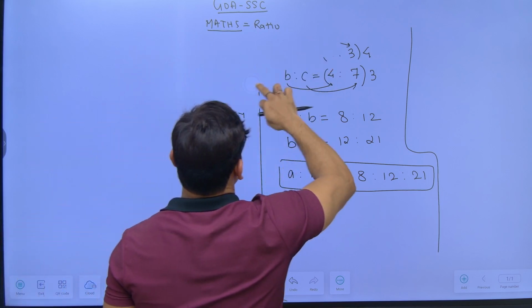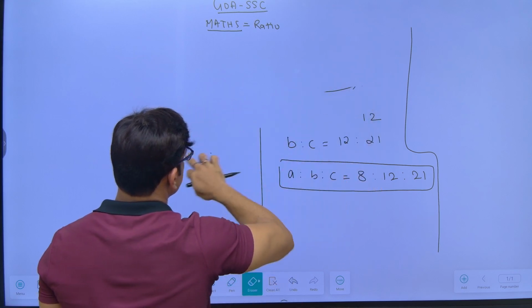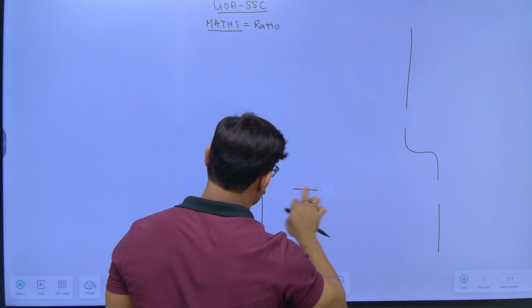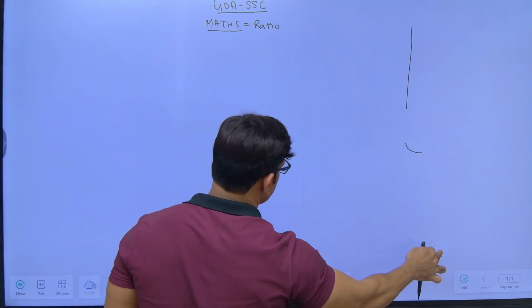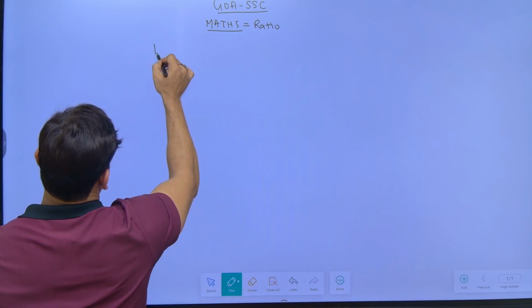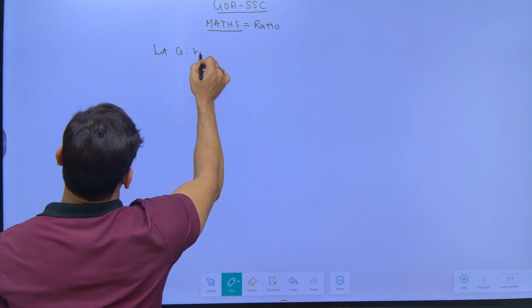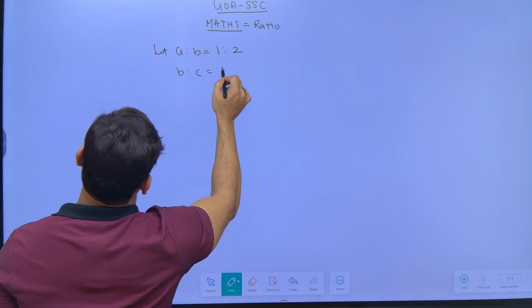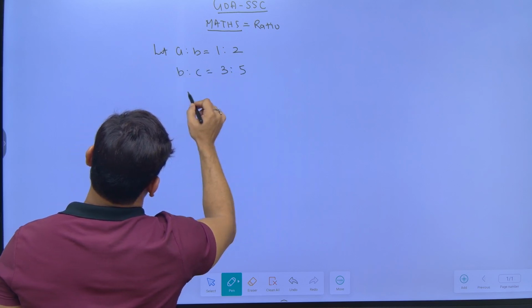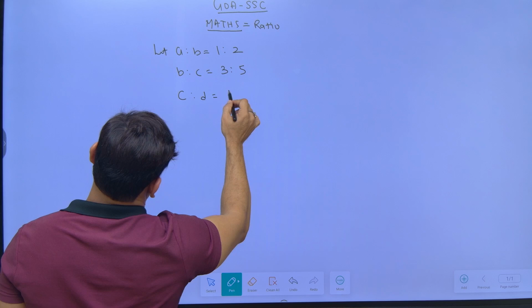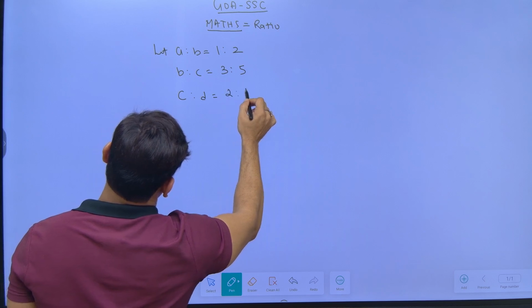Continuous ratio. The next part is if A is to B is, let's say, 1 is to 2. I'm just taking small numbers so that it is easy for you to understand. It is given that A is to B is 1 is to 2, and let's say B is to C is 3 is to 5, and let's say C is to D is 2 is to 7.